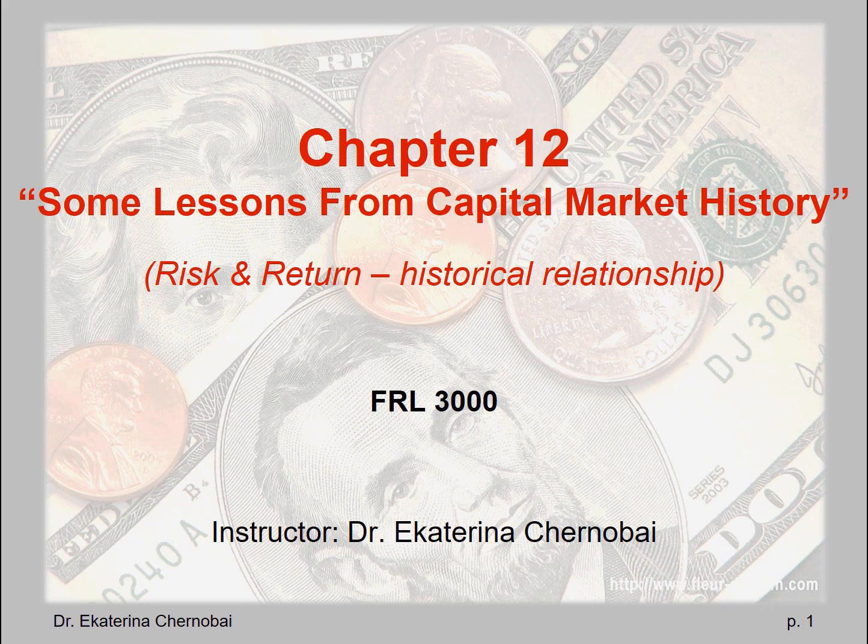Chapter 12, Some Lessons from Capital Market History. In Chapter 12, we will look at the historical relationship between risk and return. Historical refers to the idea that we are looking at the actual data from the past. So we know what has happened to, let's say, stocks of different companies, and we analyze the data that is available to us from these two perspectives, risk and return.